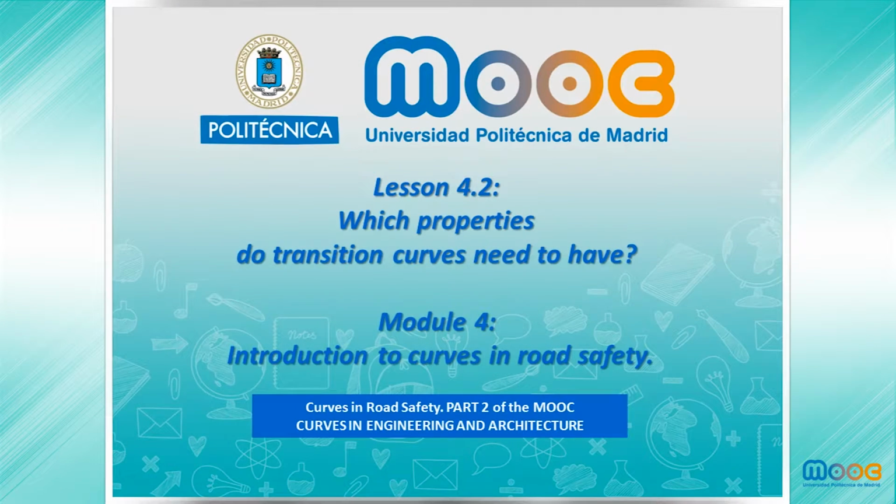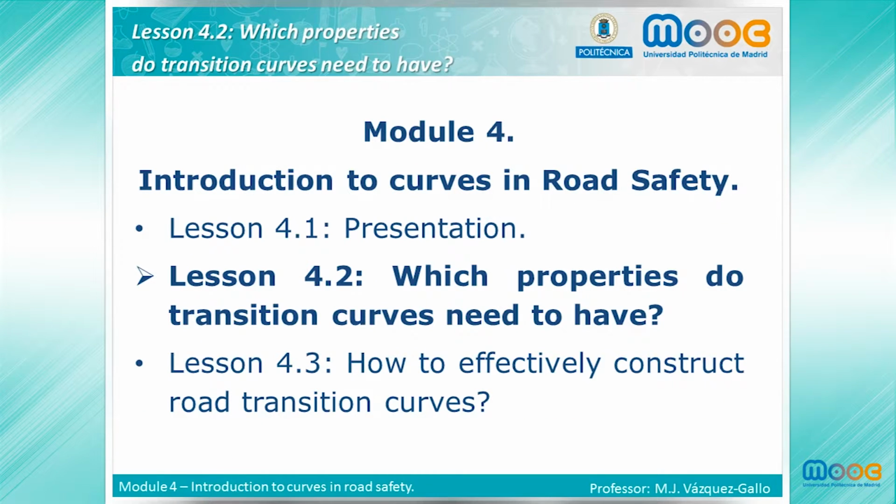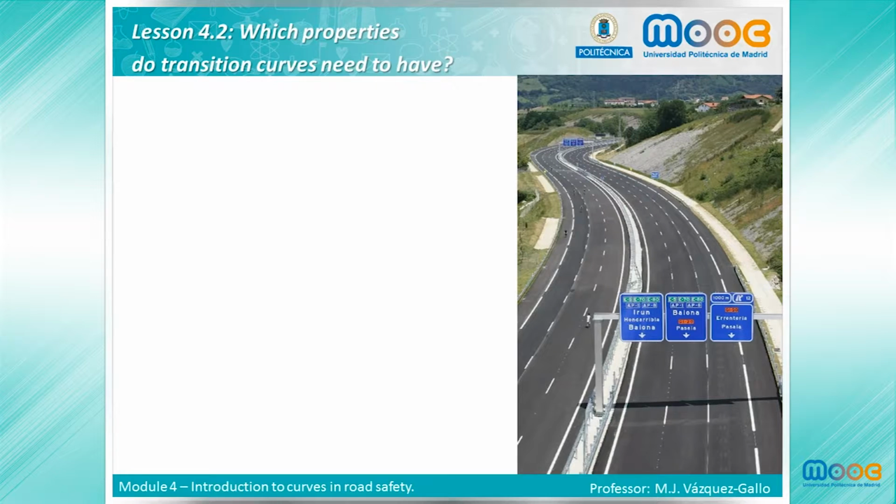Welcome to another lesson of the course, Curves in Engineering and Architecture. We are in the second part of the course, namely Curves in Road Safety. In Module 4, we introduce a problem in road safety engineering that is solved with the help of curves. Lesson 4.2 is about which properties transition curves need to have.